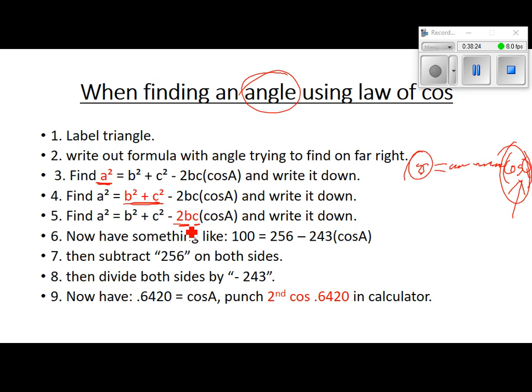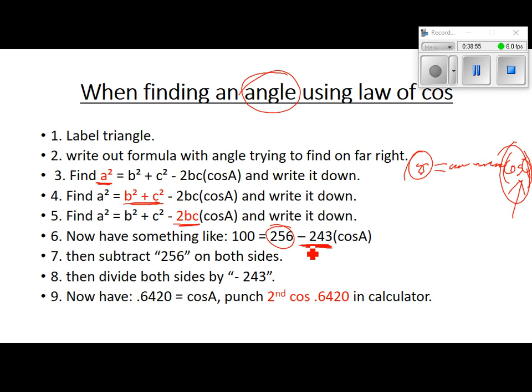Okay, so then you subtract this number from both sides. Notice when we subtract 256 from 100, what's it end up giving you? Negative 156. Then you're going to divide by whatever that number is. So you subtract this first number, then divide both sides by that number.